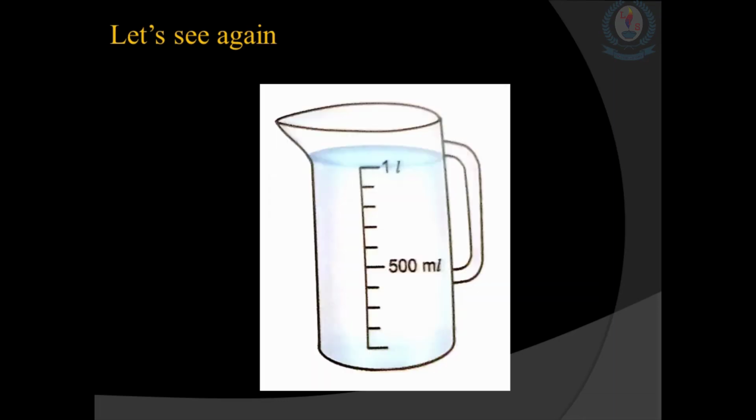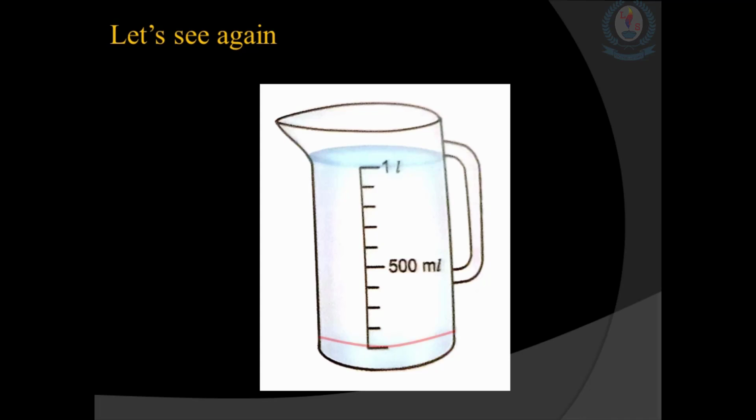1 liter measuring jug. You can see the markings 500 milliliters and 1 liter, and there are 10 black markings. Each marking represents 100 milliliters. The difference is 100 milliliters. So, we have to count on in hundreds. Let's count on in hundreds.